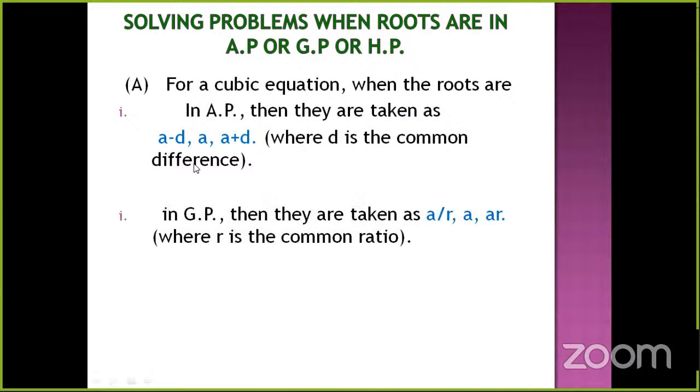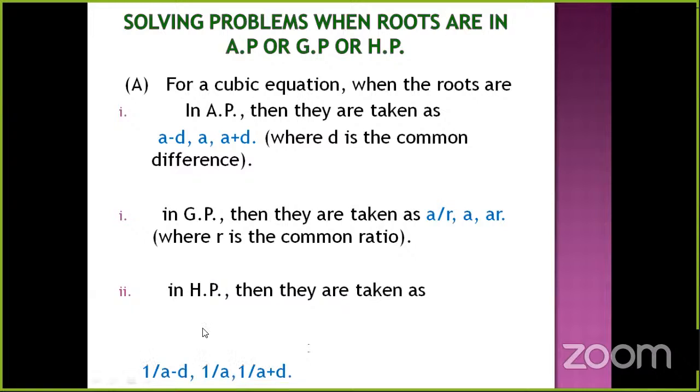Similarly, if they say the roots are in GP, then we consider the roots as a by r, a and ar, where r is the common ratio. This is the general form in GP. Next, if the roots are in HP, they are taken as 1 by a minus d, 1 by a and 1 by a plus d. If a minus d, a and a plus d are in AP, then 1 by a minus d, 1 by a and 1 by a plus d will be in HP.